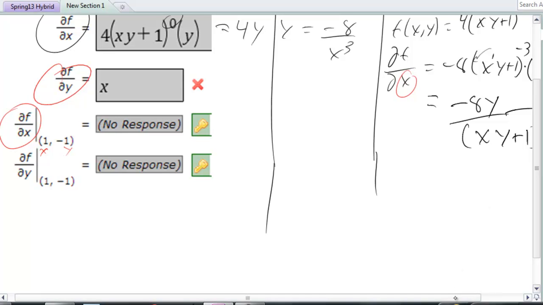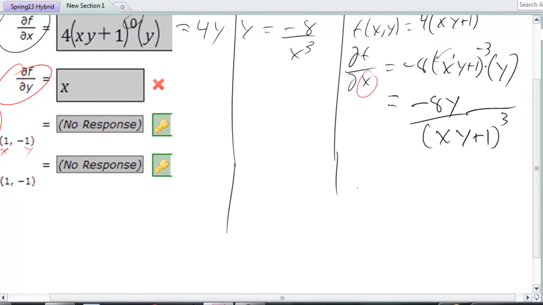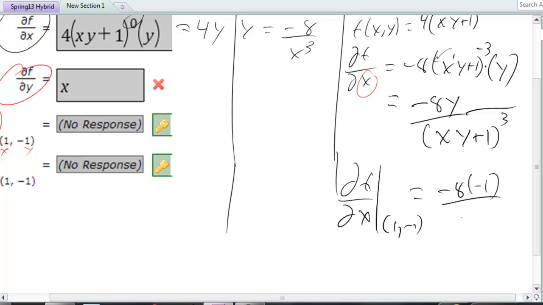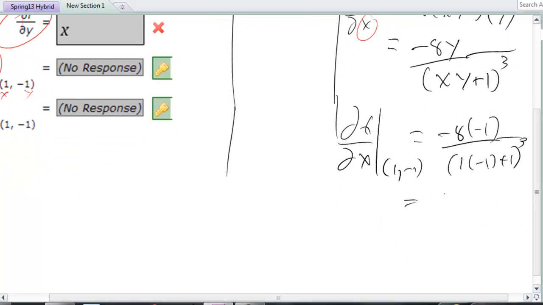So what we're looking at here, since we have that derivative done, it's right here, we are now just going to take the derivative from what we just did and sub in 1 comma negative 1. So when I put that in, that's negative 8 times negative 1 divided by 1 times negative 1 plus 1 cubed. And that should take us through the problem. So that gives us 8 divided by 1 times negative 1 is negative 1. Sorry, negative 1 plus 1, that's 0. 0 cubed. Uh-oh. Can't divide by 0, so this would be undefined.